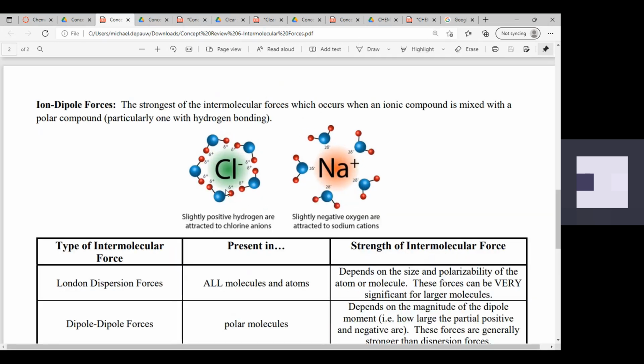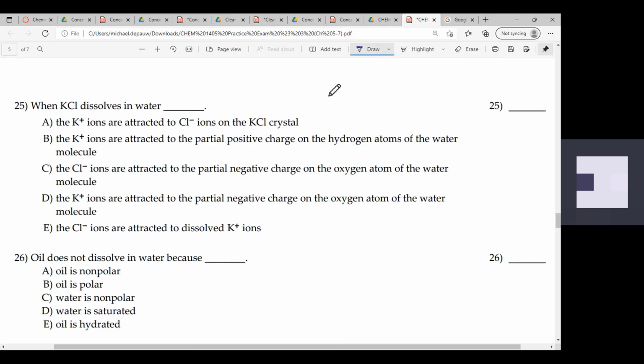This is what happens. The little partially positive hydrogens on the water molecules wrap themselves around the negative ion, and five or six of them wrap themselves around and peel it off. It takes a bit of doing. You have to have a pretty polar molecule like water to be able to do this. But that's how this solvation process works, where you start peeling apart ions.